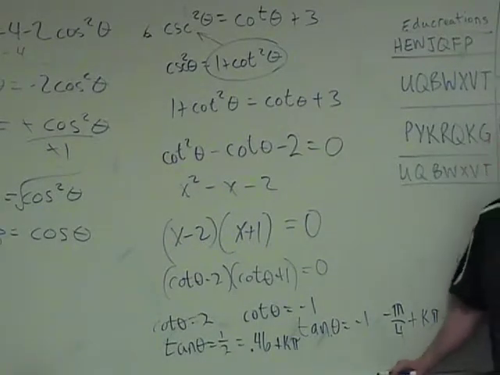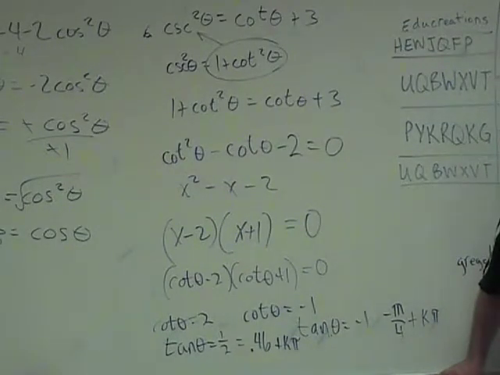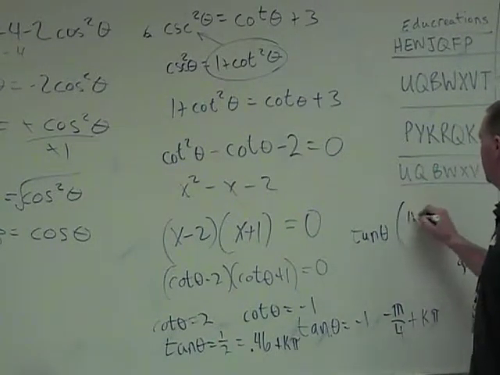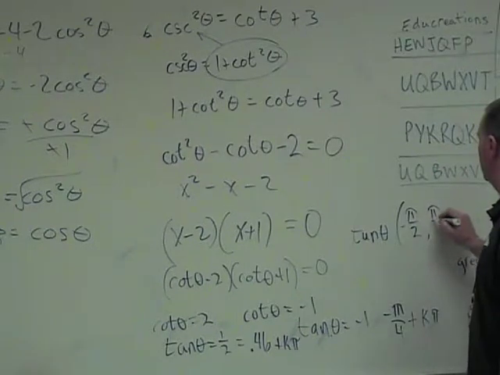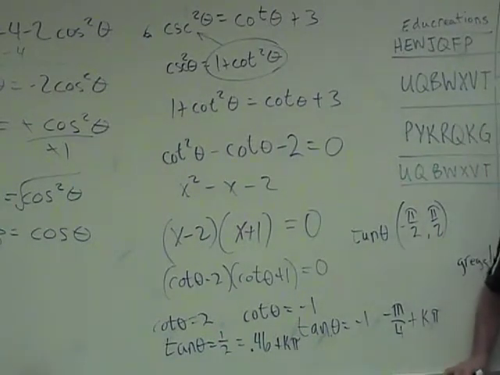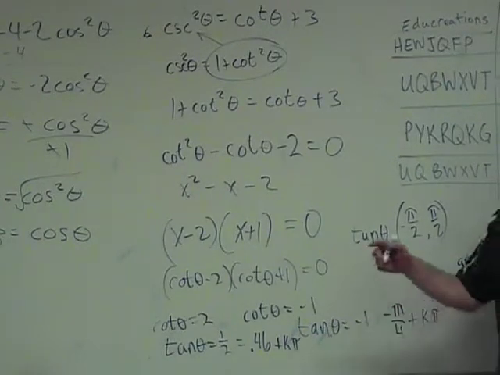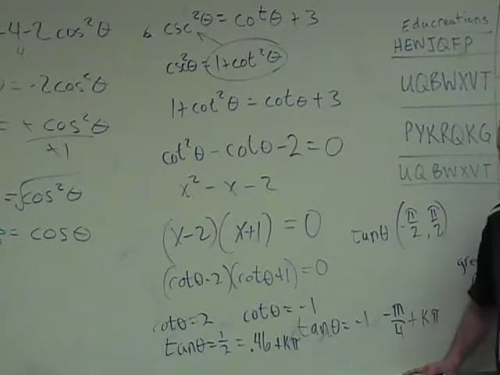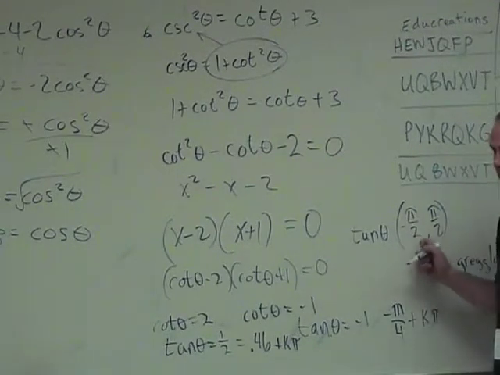Just like yesterday. Why is it only k pi, not 2k pi? Because your domain and your range, remember looking at that on the graphs, the period is pi, not 2 pi. Otherwise, we would have to look at the other part of the unit circle. So it only goes from negative pi over 2 to pi over 2.